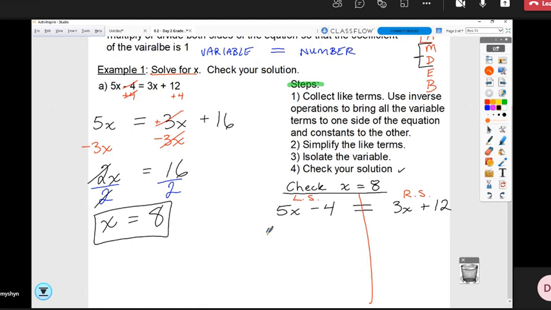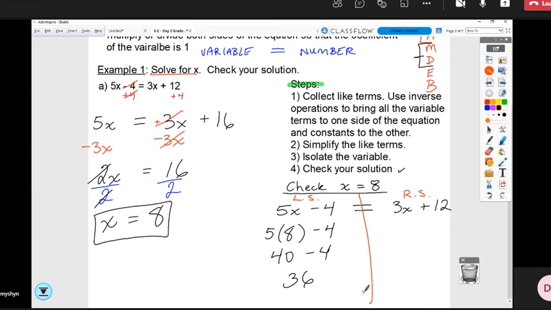So 5x minus 4. X, we said, equals 8. We go to our calculator. Okay, 5 times 8. What is it? 40? 40 minus 4, and that's 36.